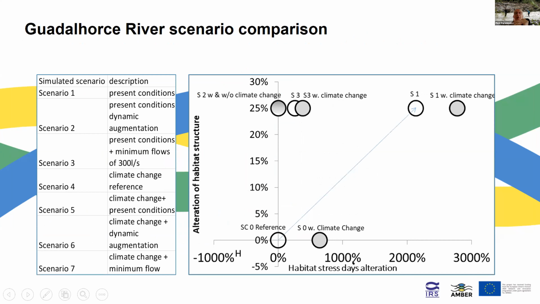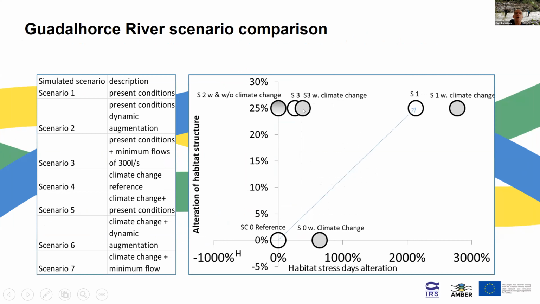We developed the augmentation strategy where we add more water at times of deficit. As you see in this example, the original situation, and the current situation with climate change, would be dramatically worse. But if we introduce the augmentation, we can rapidly improve this condition. So this is giving us the guidance.